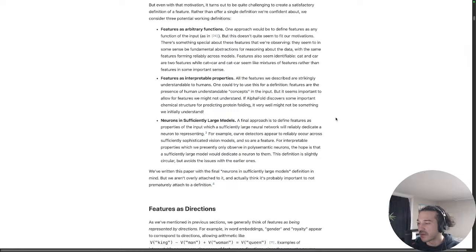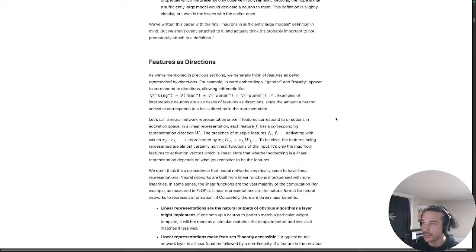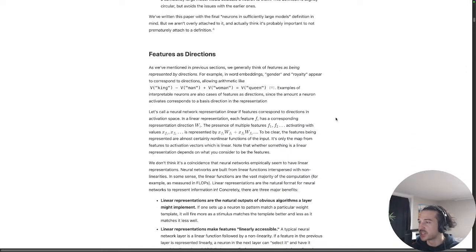We've written this paper with the final neurons in sufficiently large models definition in mind, but we aren't overly attached to it, and actually think it's probably important to not prematurely attach to a definition. Features as directions. As we've mentioned in previous sections, we generally think of features as being represented by directions. For example, in word embeddings, gender and royalty appear to correspond to directions, allowing arithmetic like the vector for king minus the vector for man plus the vector for woman equals the vector for queen. Examples of interpretable neurons are also cases of features as directions, since the amount a neuron activates corresponds to a basis direction in the representation.